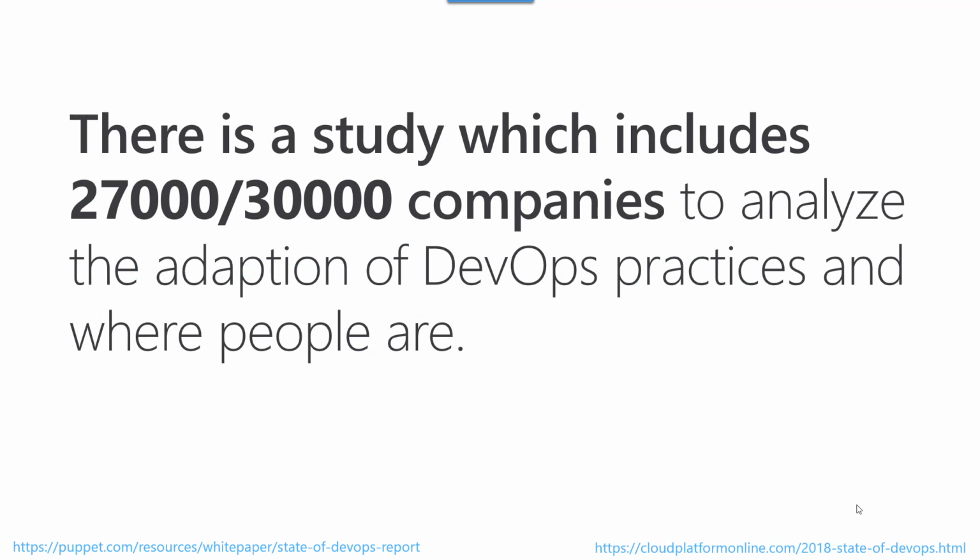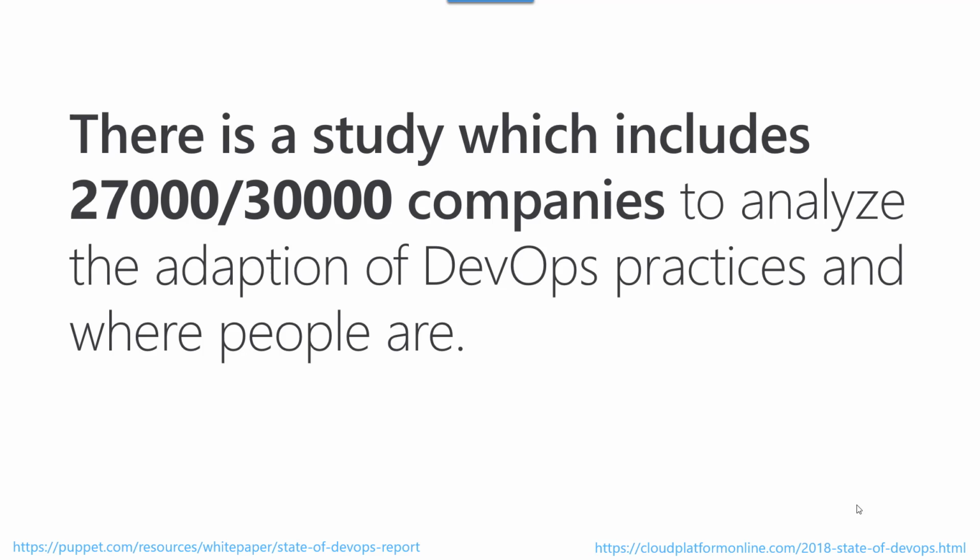There is a study which included around 27,000 to 30,000 companies to analyze their adoption of DevOps practices and where people are. The study was done by two organizations. One of them is DORA, or DevOps Research and Assessment, which is a non-profit organization that provides academic research. And the second one is Puppet, which is a software company that provides a configuration management tool.